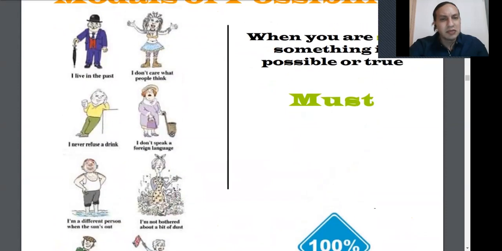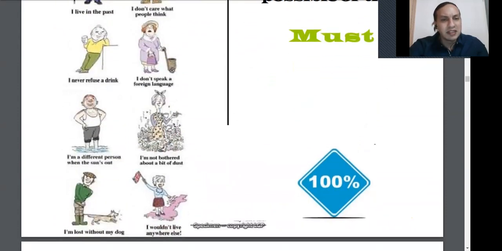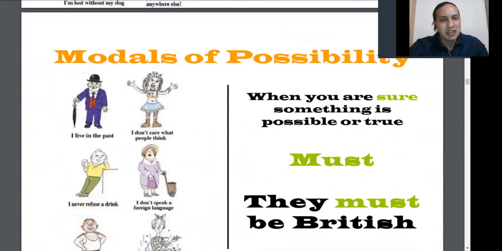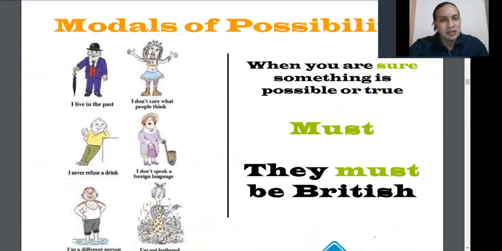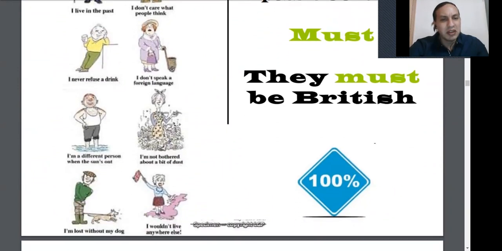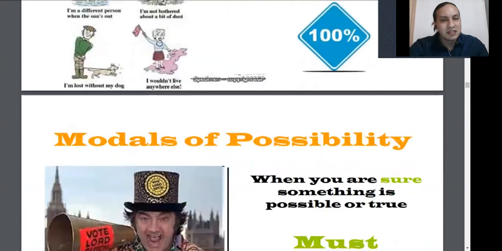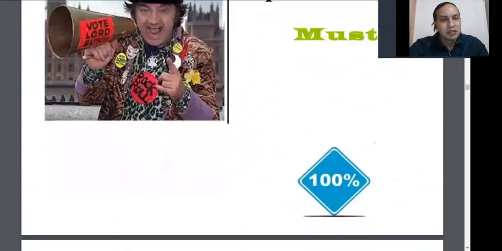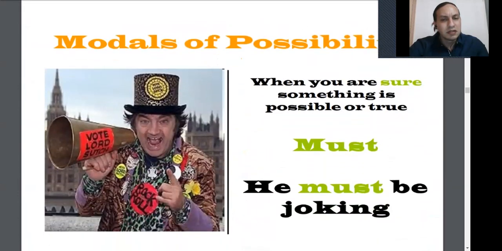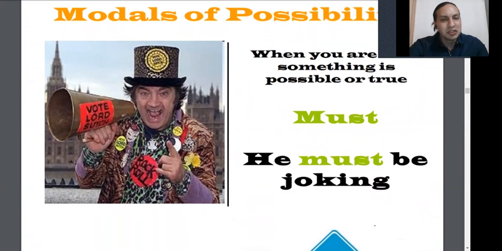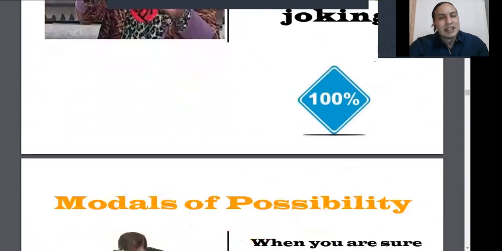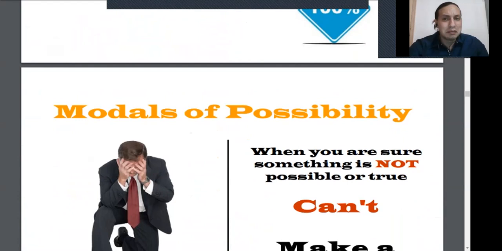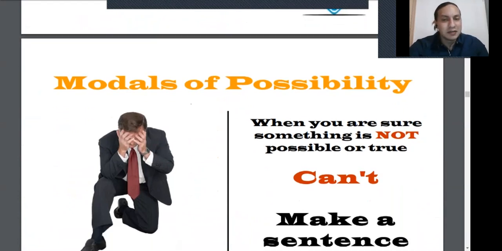Here's some more examples. Let's write about must with these people. That's why I paused it there so you could try to make your own sentences. They must be British. He must be joking. Well, it's hard to say if that's a joke. I would say he is just being silly.